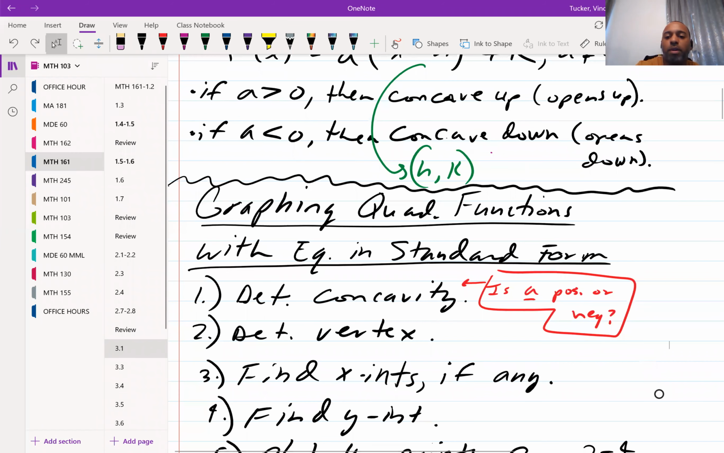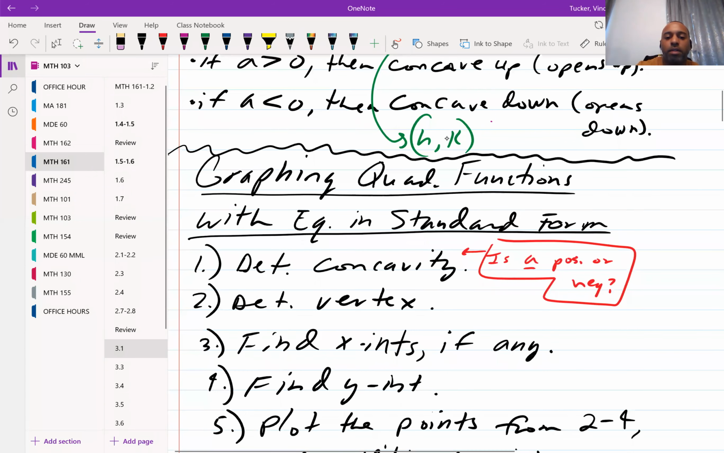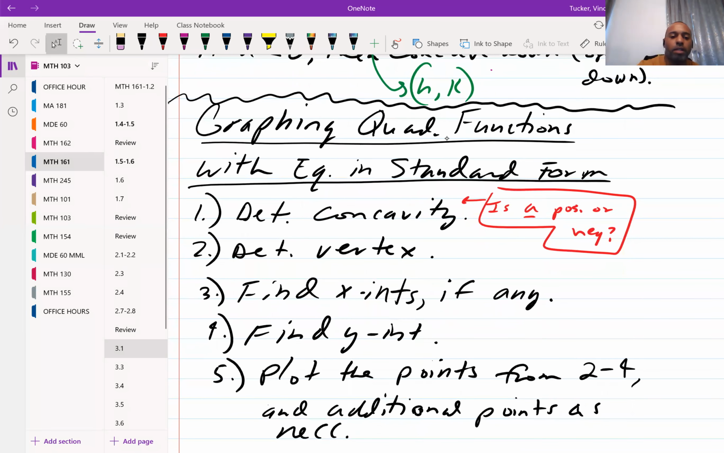So everybody done with that top part? What does it say in red? Is A positive or negative? Just re-emphasizing what we mean when we say determine concavity: is the letter A positive or negative? And then for step 5, you're going to plot all of those points and then use additional points as necessary, depending on how accurate you want to be with your graph.